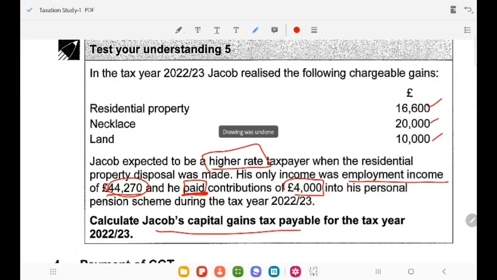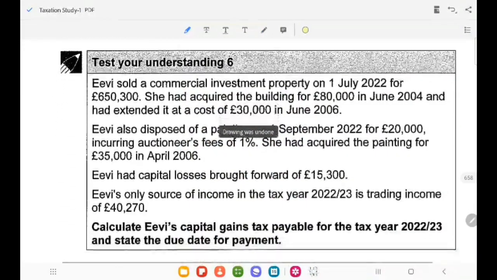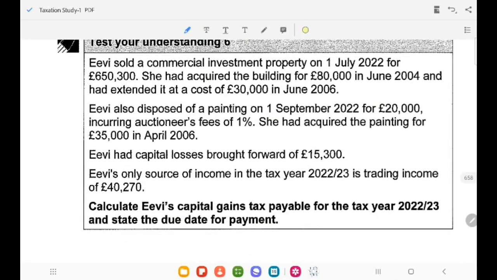And test understanding 6: EV sold a commercial investment property on 1st July 22 for 6,50,300. She had acquired the building for 80,000 and extended it at a cost of 30,000, right? So this is allowable cost. EV also disposed of a painting for 20,000, incurring auctioneer fee 1%. She had acquired the painting for 35,000.